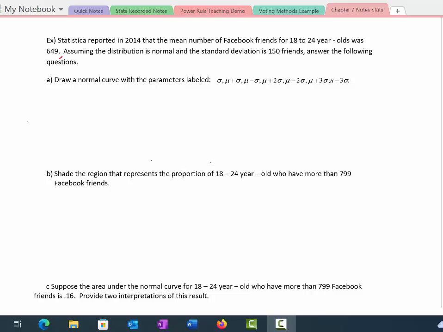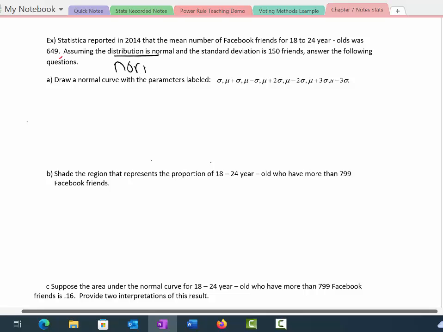Okay, let's take a look at this example then. It was reported in 2014 that the mean number of Facebook friends for 18 to 24-year-olds was 649. Assuming the distribution is normal and the standard deviation is 150 friends, answer the following questions. Now, when we talk about normal distribution, symmetric and bell-shaped.